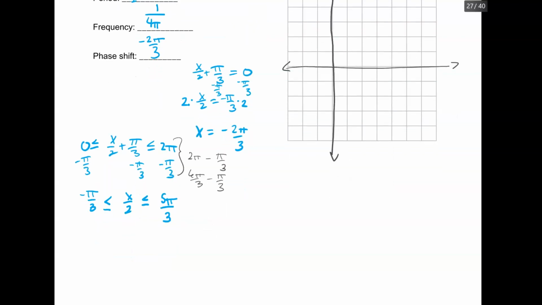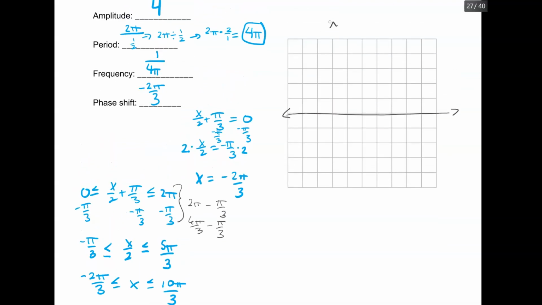Go through to get x by itself, multiply everything by 2. Negative 2 pi over 3 is less than or equal to x, less than or equal to 10 pi over 3. So I don't need that.